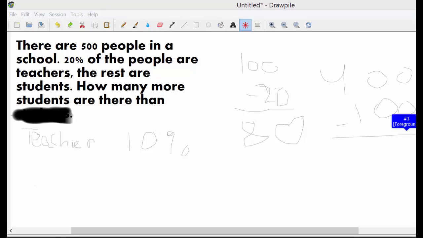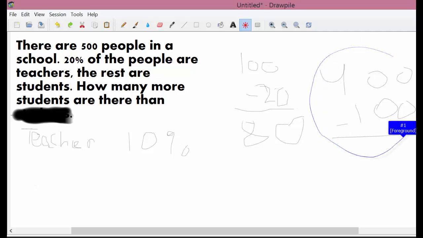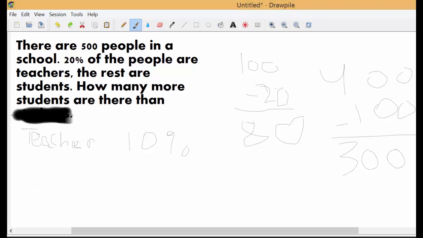Now we found how many students there are and how many teachers there are. Now it's asking how many more students there are than teachers. So we take the 400 students and subtract the number of teachers, which is 100. And then, as you all know, we get 300. So that's the answer. There are 300 more students than there are teachers.